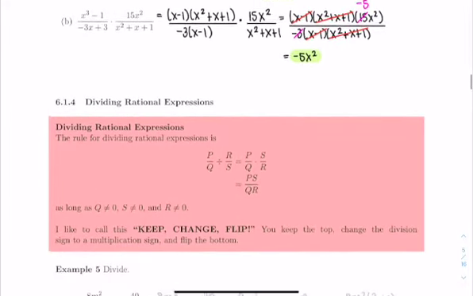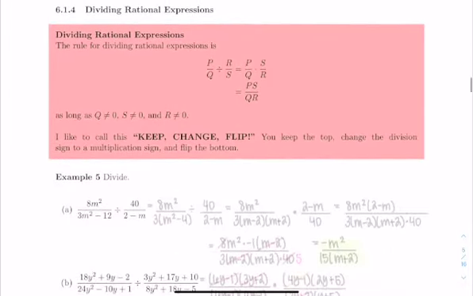Now, dividing rational expressions is just multiplication in disguise. So what we're going to use is keep, change, flip. If I have p over q divided by r over s, it's going to keep the first fraction as p over q. We change division to multiplication, and we flip the second fraction. So it becomes p over q times s over r. So it works the same way. We want to factor everything and then do keep, change, flip.